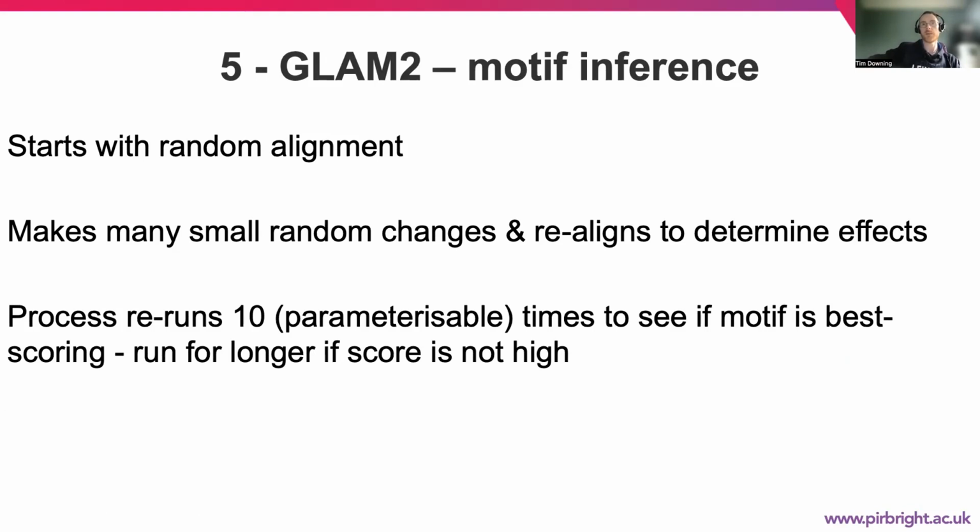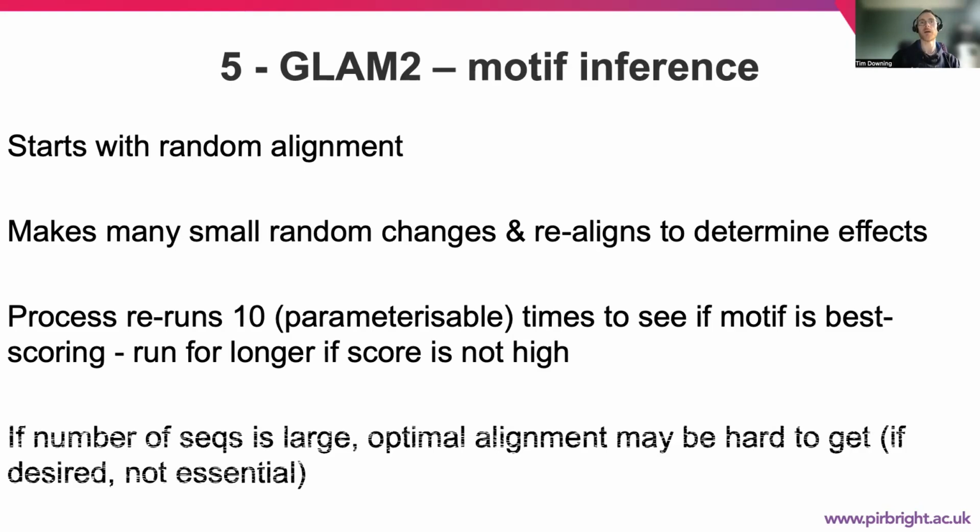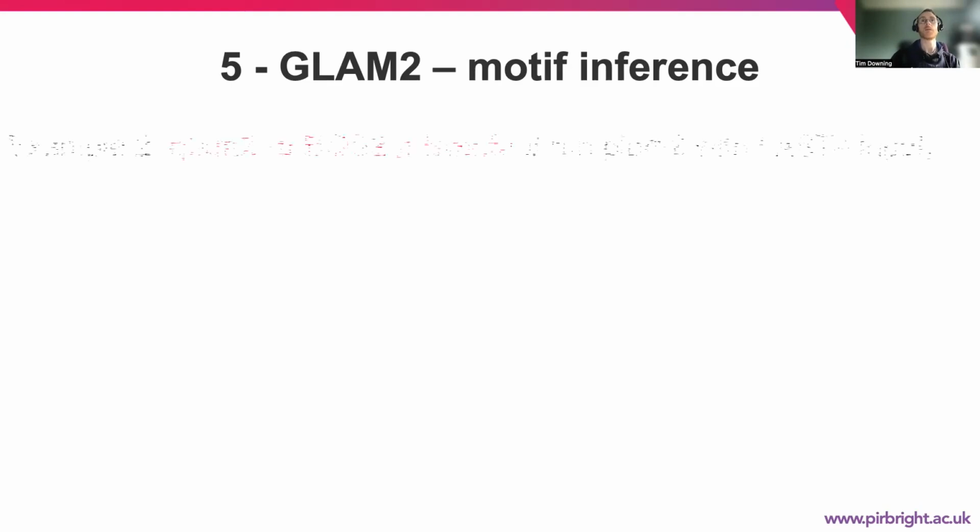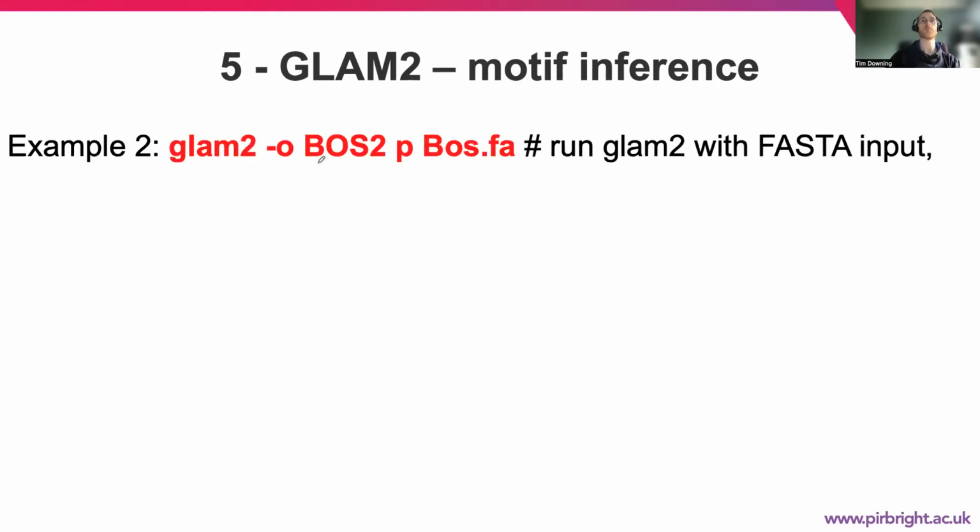Of course, if we have many sequences, maybe we need to rerun many times to find the optimal global alignment, if that's of interest. So an example is given here where, for GLAM2, our output is sent to BOS2, and we're putting p for protein, note that, and then BOS.fa at the end.